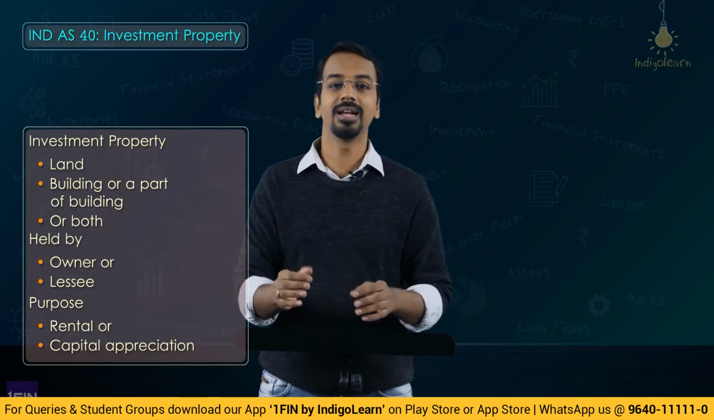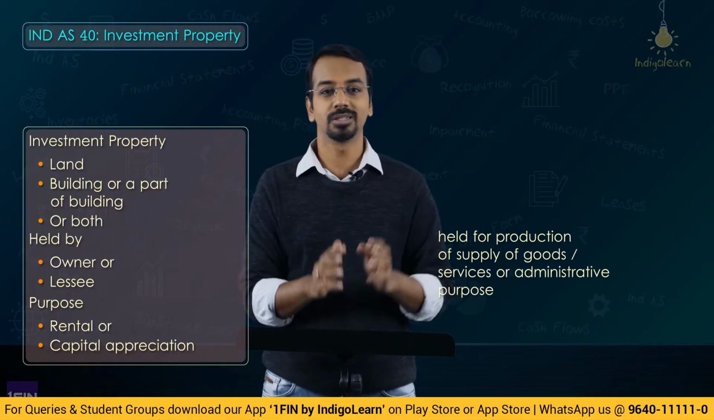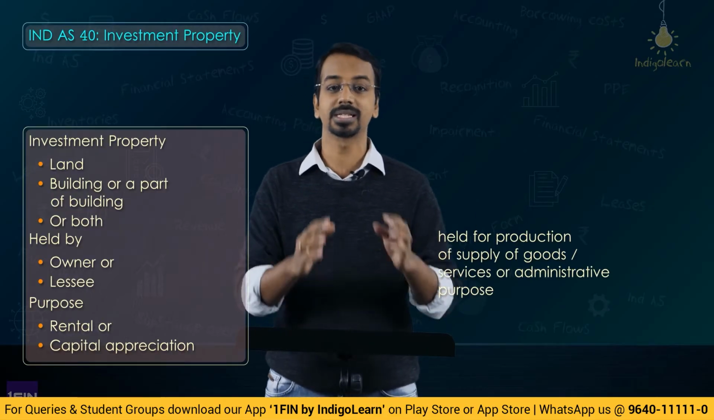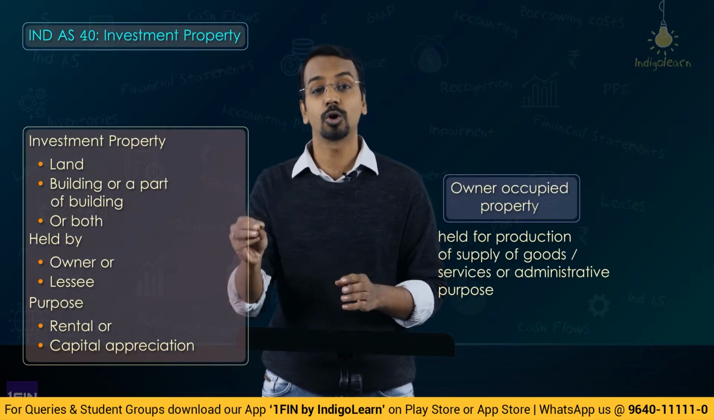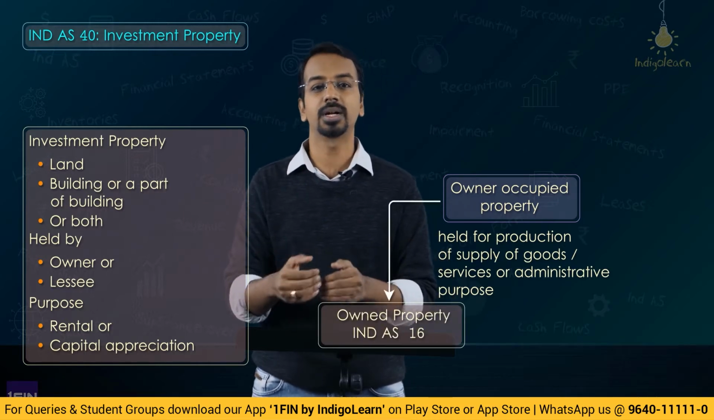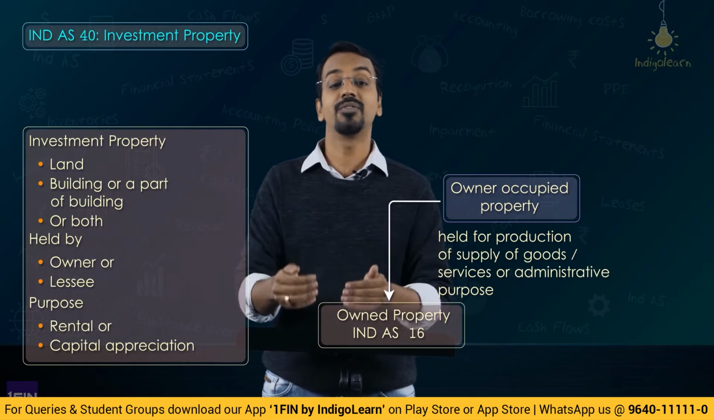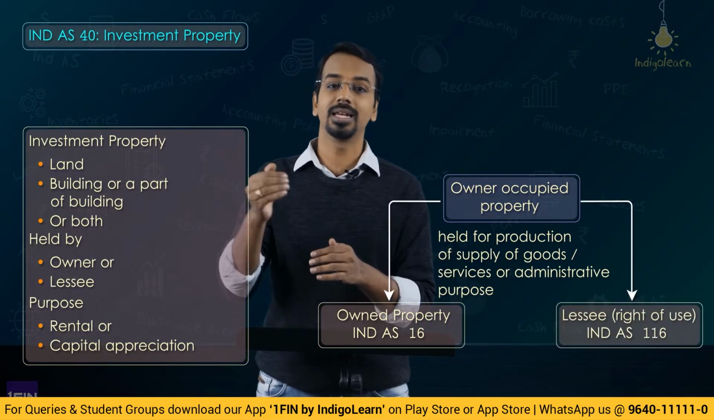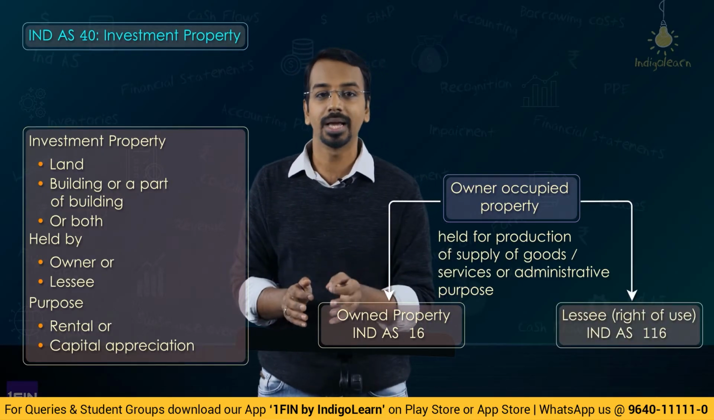If a property is held for production or supply of goods and services or for administrative purposes, then we call them owner-occupied property. As far as owner-occupied properties are concerned, if it is an owned property, you will apply IndAS 16. If it is a property held by a lessee as a right of use, you will apply IndAS 116. Now, this is the crux of the definition of investment property.